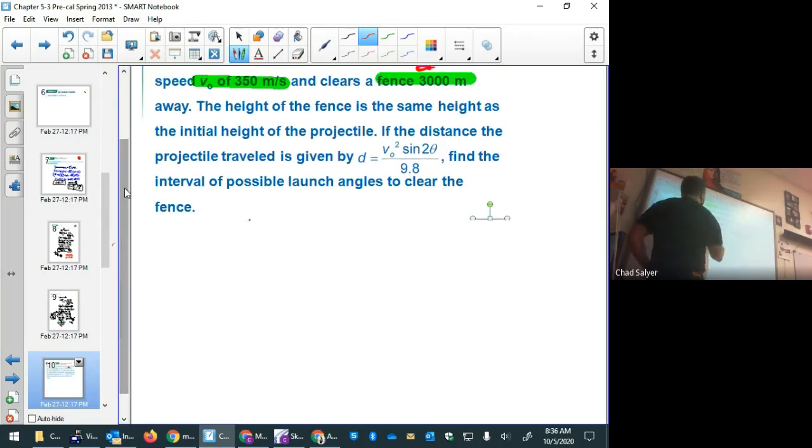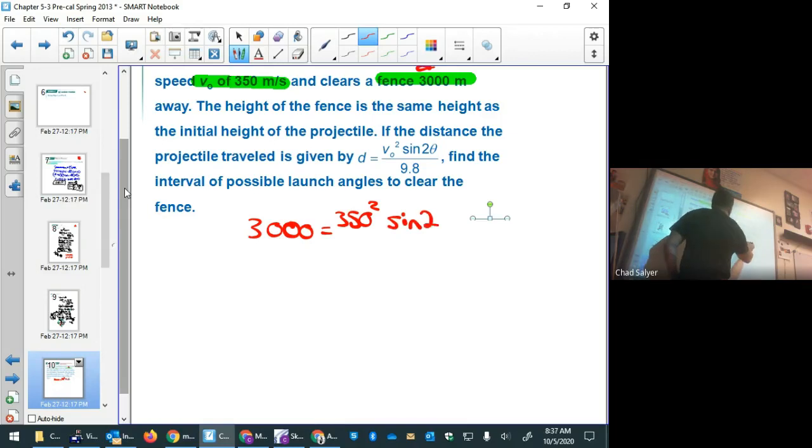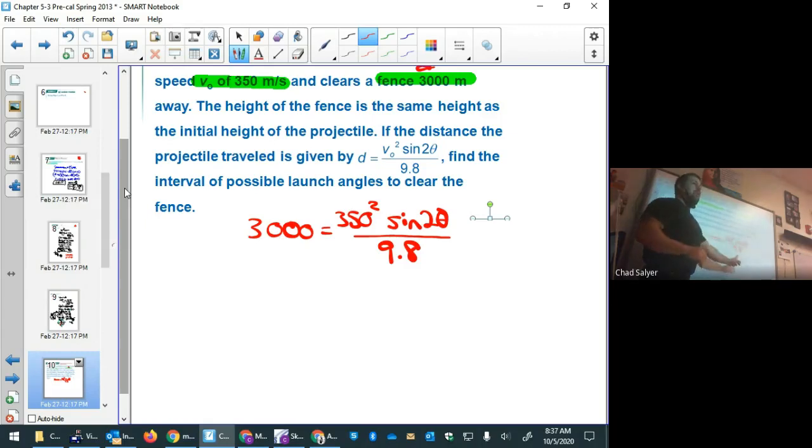So let's plug in 3,000 for D, and then we've got 350 squared sine of 2 theta divided by 9.8. Where does this 9.8 come from, Macy? It is part of the formula, but do you know what physical property that is a consequence of? What do you think, Kobe? Gravity. Yeah, it's gravity. So on Earth, gravity is 9.8 meters per second squared. Also 32 feet per second squared, if you prefer the imperial unit.